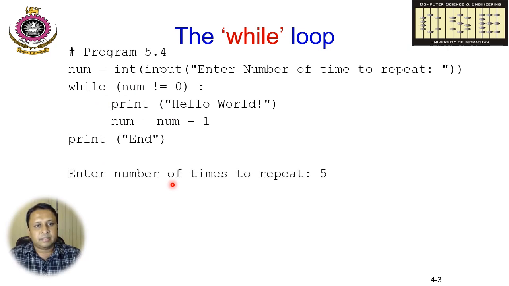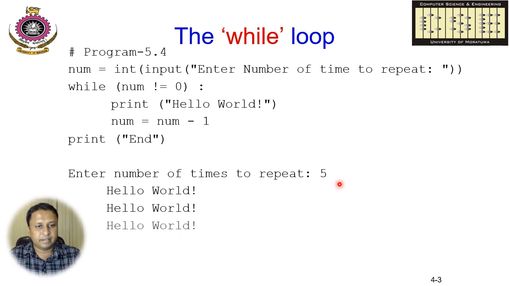Looking at the expected behavior and the output of this short program, it will first ask the user to enter the number of times to repeat. Let's say, for example, the user inputs 5. It will print hello world, first iteration, hello world again, second iteration, third iteration, fourth, fifth, because the user entered number 5. At the fifth iteration the variable num will be 0, and then it will jump out of the while loop and print end because it came out of the while loop.